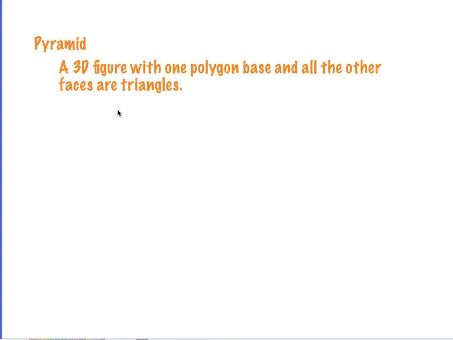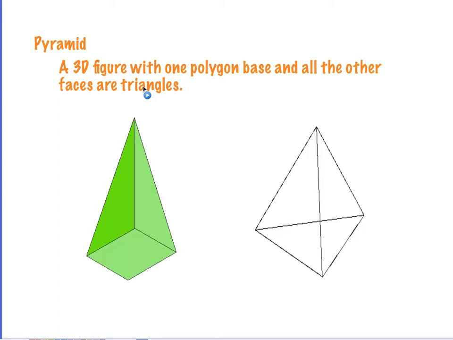Pyramids. Pyramids are 3D figures with 1 polygon base and all the other faces are triangles. Now when we look at pyramids, typically we think of the pyramids in Egypt that have a square for a base and then triangular sides. Now you can have different types of pyramids. So here's an example of one where you have a square base and then it all meets at 1 point. So this 1 point meeting up at 1 point at the top is what makes it a pyramid.